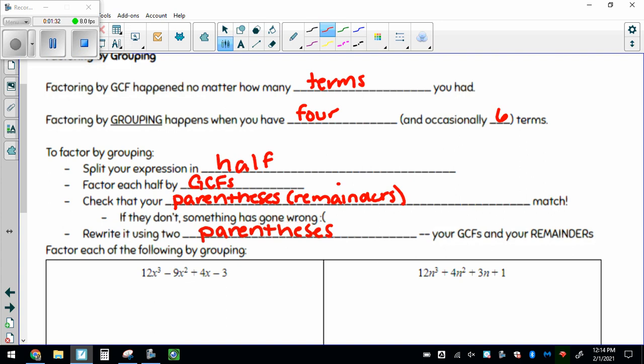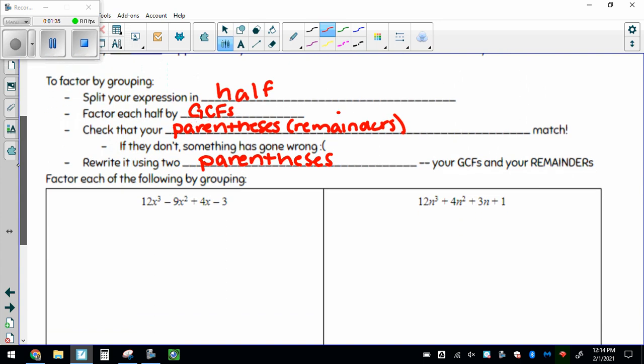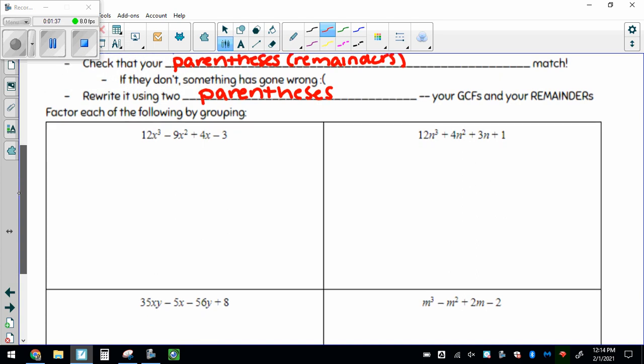All right, so let's actually see this in action. Each of these has 4 terms, which is important so that we can do it by grouping. First thing is you're going to split it in half. I usually draw an actual line in there. Just make sure that you can tell whether that symbol there is a positive or a negative. We're going to treat this as 2 separate problems. I'm going to do the left half in red and the right half in green.